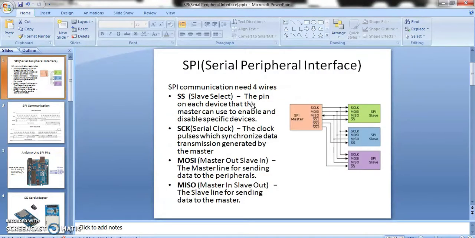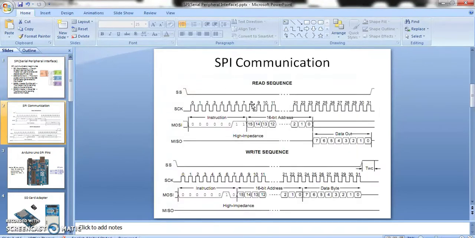So if the master wants to read data from the slave, then the master will use this MISO line. And if the master wants to write data to the slave, then the master will use this MOSI line. So let's go to the previous slide again. Here are two graphs. This graph is for read, and this graph is for write.